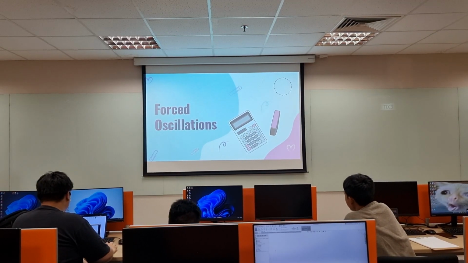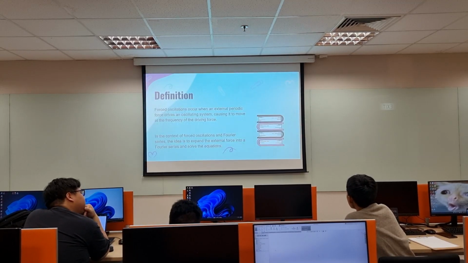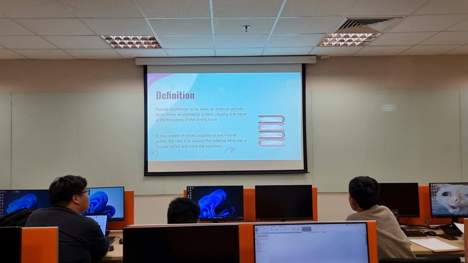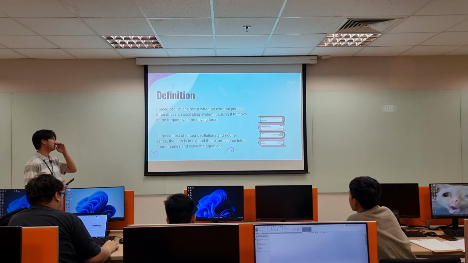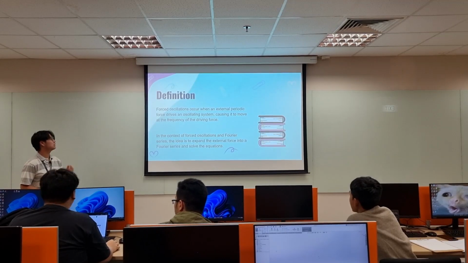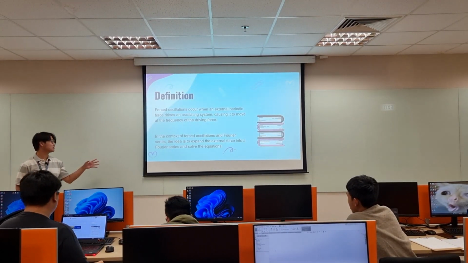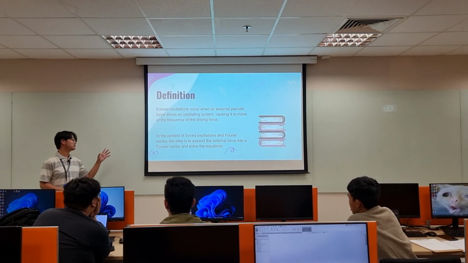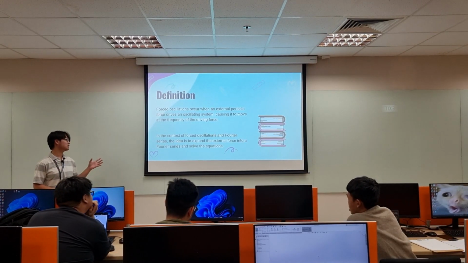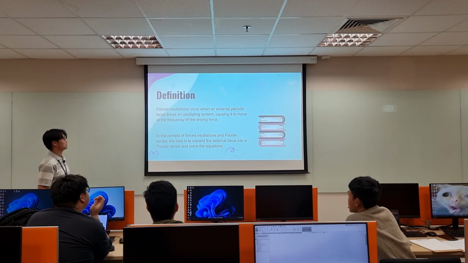So, first of all, what is force oscillation? Force oscillation occurs when an external periodic force drives an oscillating system, causing it to move at the frequency of the driving force. In the context of Fourier series, the idea is to expand the external force into a Fourier series and solve the equation for force oscillation.